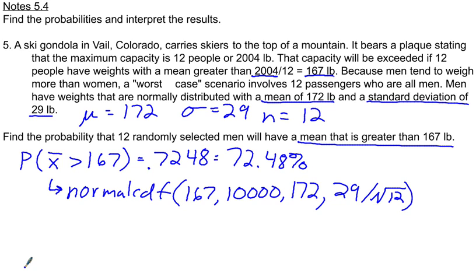That's kind of scary. This is not good. Chances are when that gondola was built and that plaque was put in there, the mean weight of the population of men in this country was less than what it is now, less than the 172 that it is now. So they should probably reevaluate the gondola, either check it out and see if it can handle heavier people, or lower the suggested number of people.